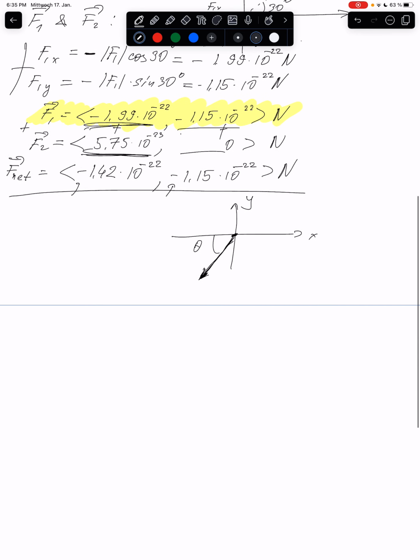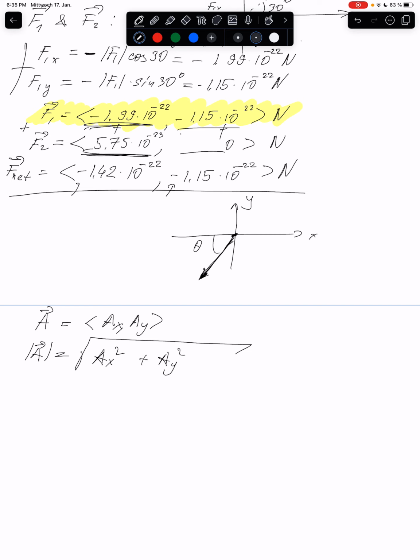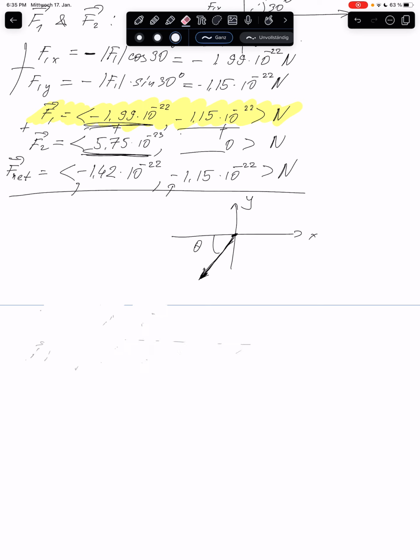How do we find the magnitude of any vector, as a matter of fact? So for a vector with components ax and ay, how do we find its magnitude? It will be the square root of ax squared plus ay squared. This is pretty straightforward algebra we have to perform to find the absolute value of the vector. So here we will use the vector F net to do the same type of algebra.